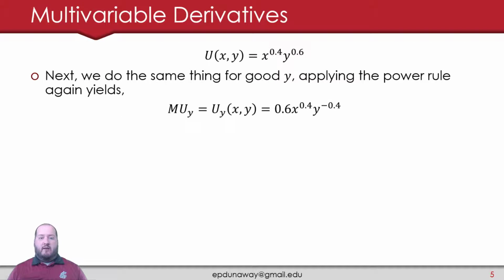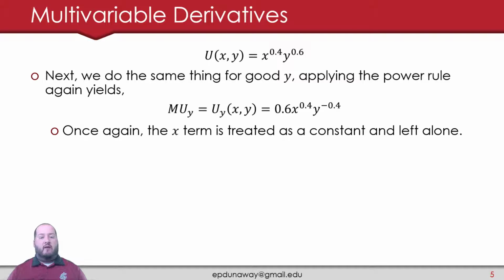All right. Now let's do the same thing for good y. Again, applying the power rule, we multiply by 0.6, which is the exponent of y, bring it out front, and then we decrease the exponent of y by 1, which makes it equal to negative 0.4. But again, we completely leave the x term alone. It's treated as a constant, or a coefficient of y in this case, and left alone. If there was an x off by itself without a y attached to it, again, it'd be the derivative of a constant, and we'd get rid of it.